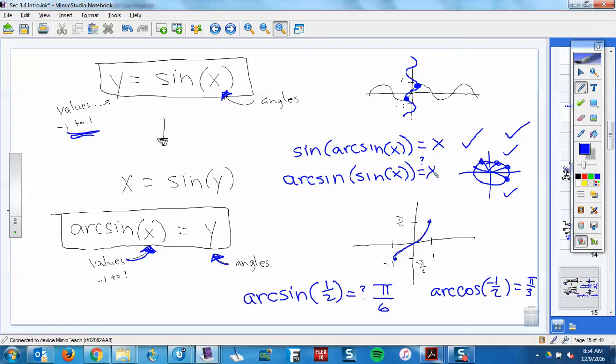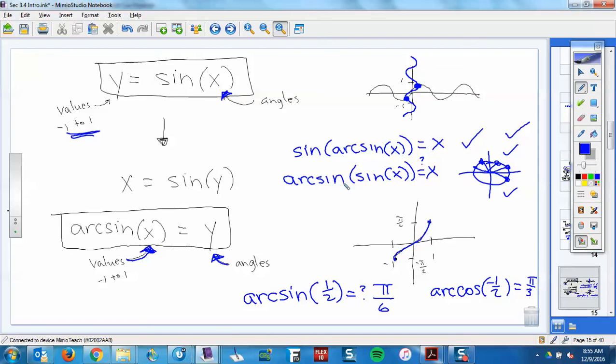Because if I put in, say, 11 pi/6, where's 11 pi/6? Right over here, right? If I do sine of 11 pi/6, what do I get? Negative 1/2. What did we just say the arc sine of negative 1/2 was? Negative pi/6. So we put in 11 pi/6, but we got out negative pi/6. You see what I mean? So this one is not always going to be true. It's like that square root thing where we had to do the absolute value. This one always would be true, right? We do arc sine of, well, we can't even put 11 pi/6 into here.